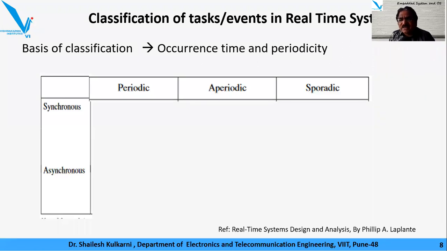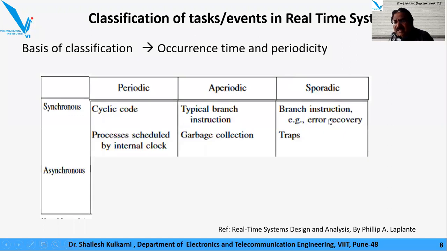So if you refer to this particular matrix, it is classified as synchronous or asynchronous, and within these two events, I can have categories based on periodicity. This classification is based on occurrence time, and this classification is based on periodicity. So in synchronous, periodic, aperiodic and sporadic, let's try to understand the cyclic codes, which are basically processes scheduled by the internal clock. This is very interesting. A process scheduled by the internal clock is referred to as a synchronous periodic activity.